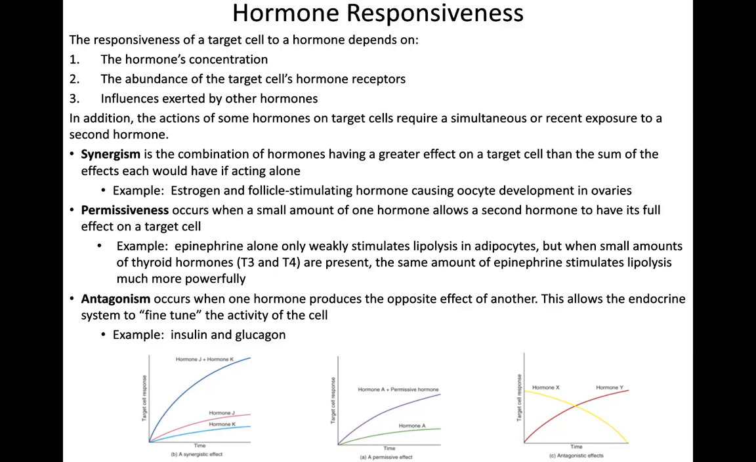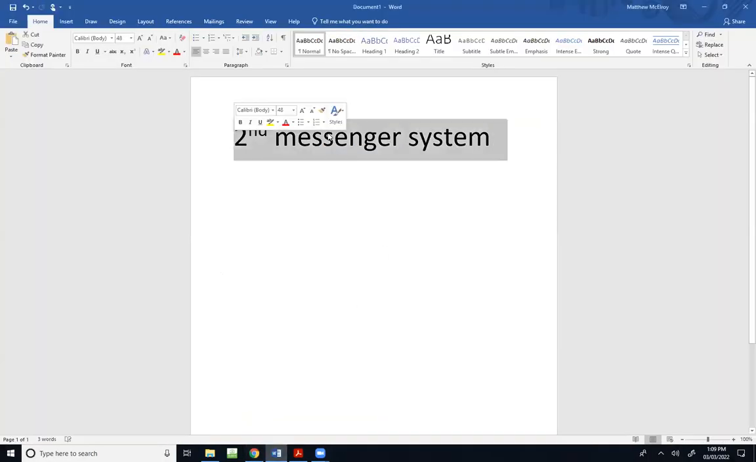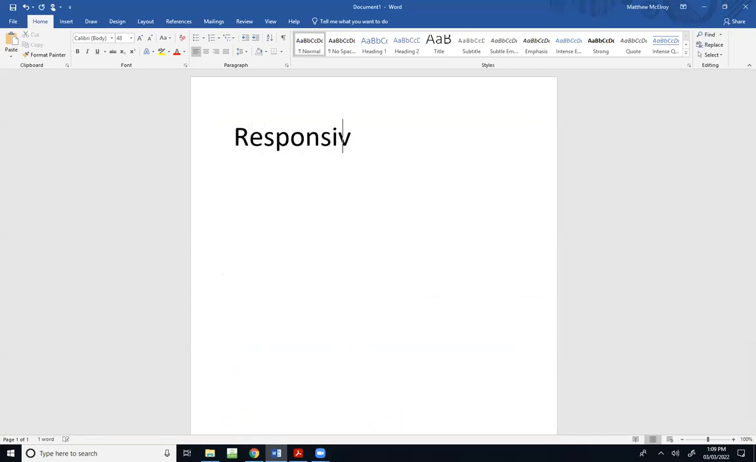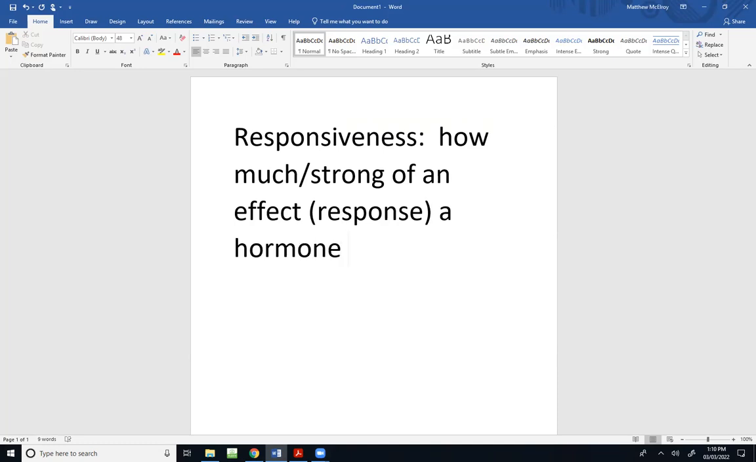All right, let's talk about hormone responsiveness. Since I haven't defined it for you, I'm going to do that now. This from the other day. Responsiveness, if I could spell it correctly, with regards to hormones, basically means, if you want to think of it this way, how much or how strong of an effect, what response a hormone produces.